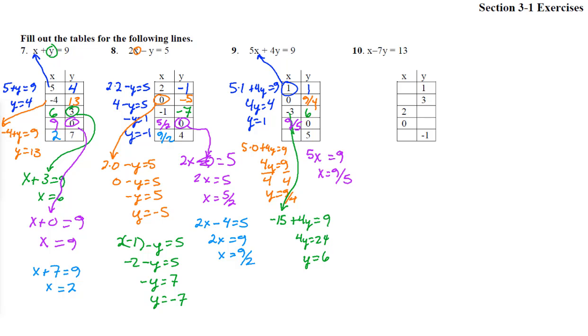And then the last one, stick in 5 for y. And oh, this will be a big one. 5x plus 4 times 5 equals 9. So let's mark that we did that guy right here. Okay, so 5x plus 20 equals 9. Subtract 20, 5x equals -11, and divide by 5, x equals -11/5.